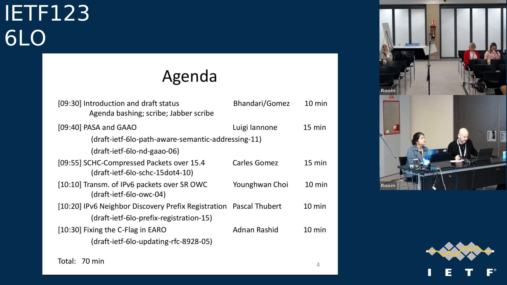And this is the agenda proposed for today. The first presentation is the usual chair's introduction, which is currently in progress. This will be followed by a presentation by Luigi on the status of the PASA and the GAO drafts. And that will be followed by a presentation on the updates of the transmission of SCHC compressed packets over IEEE 802.15.4 networks by myself in this case. And that will be followed by Yong-Wan, who will present the transmission of IPv6 packets over short-range optical wireless communication. And then there will be a report by Pascal on the draft on IPv6 neighbor discovery prefix registration. And finally, another report from Adnan on the draft entitled Fixing the C flag in EARO. So this would lead to a total of 70 minutes of allocated time. And is there maybe any comment on the agenda?